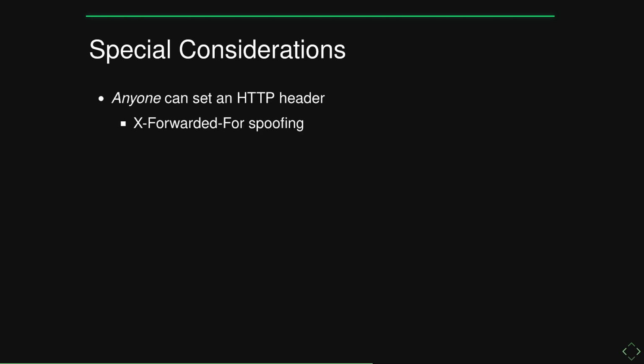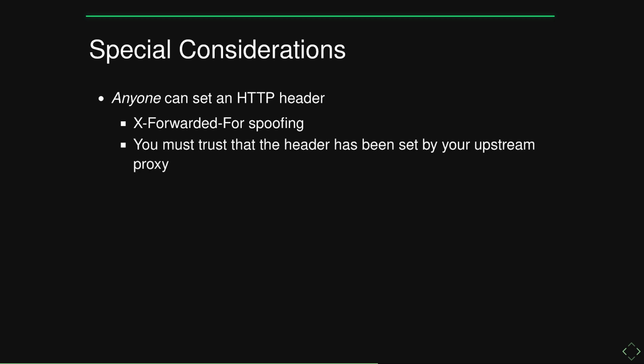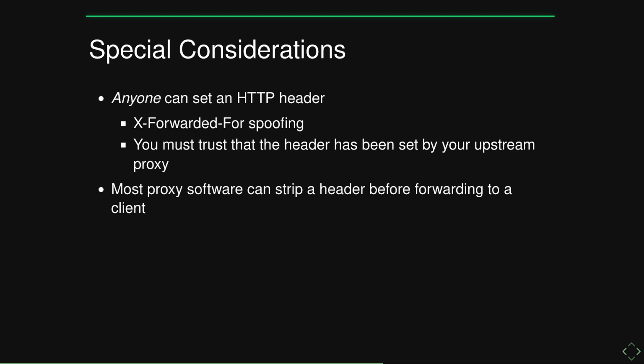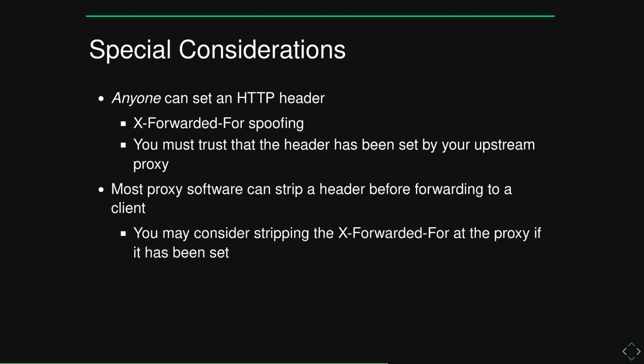So let's briefly discuss some special considerations when it comes to this approach. First, anyone can set an HTTP header. This can lead to issues like X-Forwarded-For spoofing, so it's very important that you trust the header has been set by your upstream proxy. Again, many pieces of software have the ability to control what proxies they trust upstream. Additionally, lots of proxy software can strip a header before forwarding it on. So you might consider stripping the X-Forwarded-For header at your proxy if it has already been set, especially if you don't expect any other proxies to exist in the flow between your client and your backend web service.